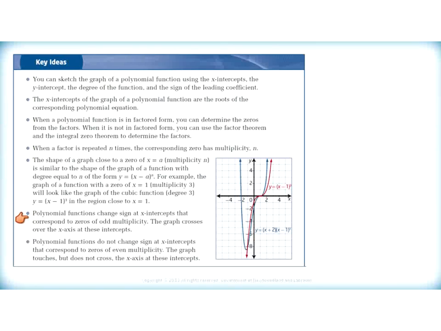Polynomial functions change signs at x-intercepts that correspond to zeros of odd multiplicity. The graph crosses over the x-axis at these intercepts. Polynomial functions do not change sign at x-intercepts that correspond to zeros of even multiplicity. And what they mean by that is that the graph will be tangent when we have a multiplicity of 2 or a multiplicity of 4. The graph touches but does not cross the x-axis at these intercepts. It will be tangent to it.